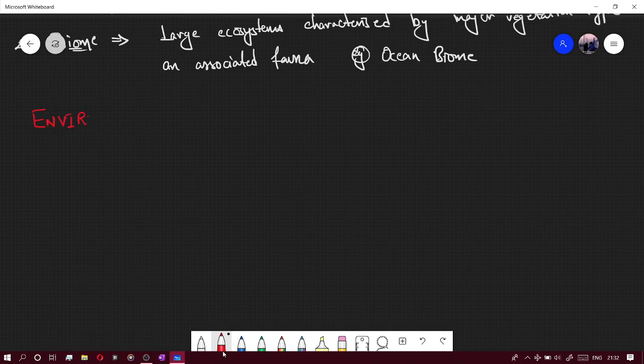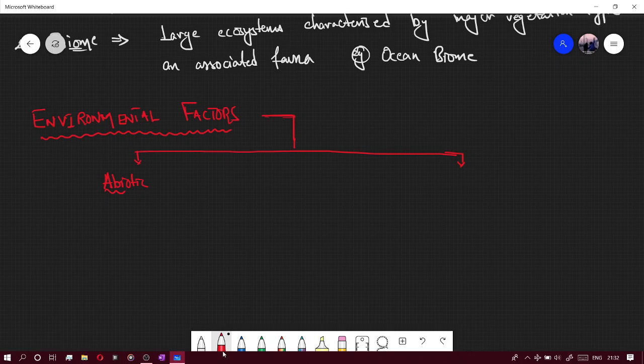Environmental factors. Okay, now environmental factors come in two types. So let me draw this type of chart. It will help you guys to remember. Okay, so first is abiotic and second is biotic.